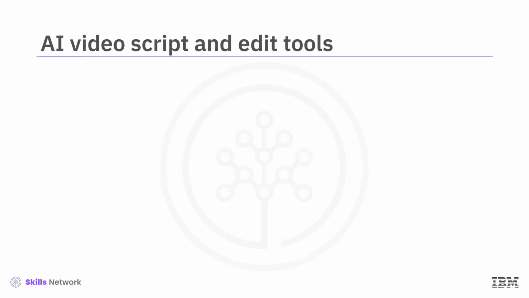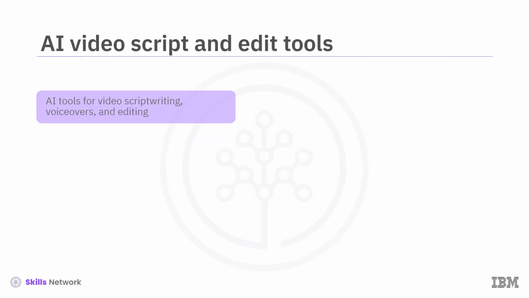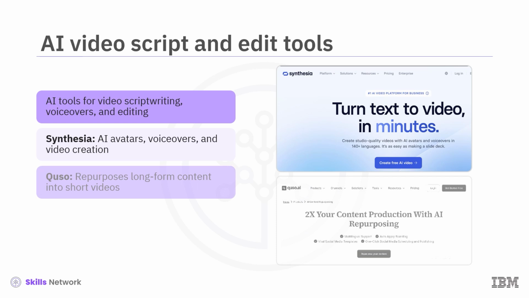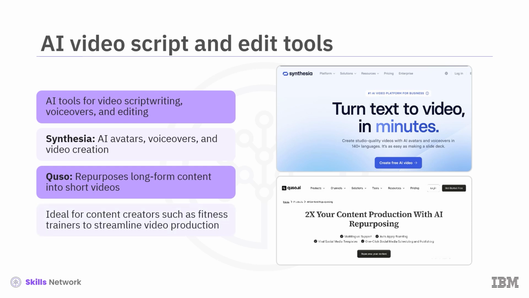As video content continues to dominate digital platforms, AI tools have also evolved to assist in script writing, voiceovers, and editing. Synthesia allows users to create AI avatars, generate voiceovers, and produce engaging video content with ease. QSO helps repurpose long-form content into bite-sized videos suitable for platforms such as YouTube Shorts, TikTok, and Instagram Reels. A fitness trainer, for example, can use Synthesia to create AI-powered workout explainer videos, saving significant production time and effort.